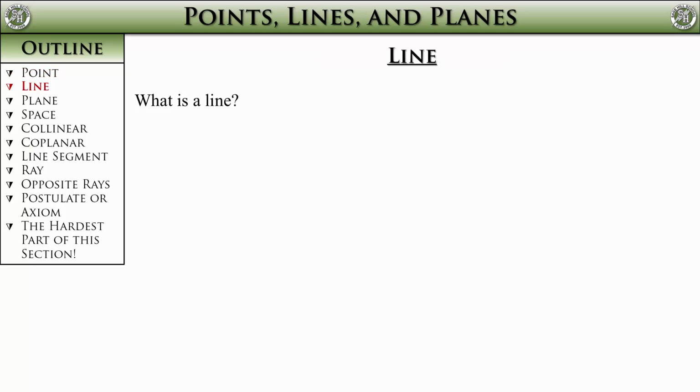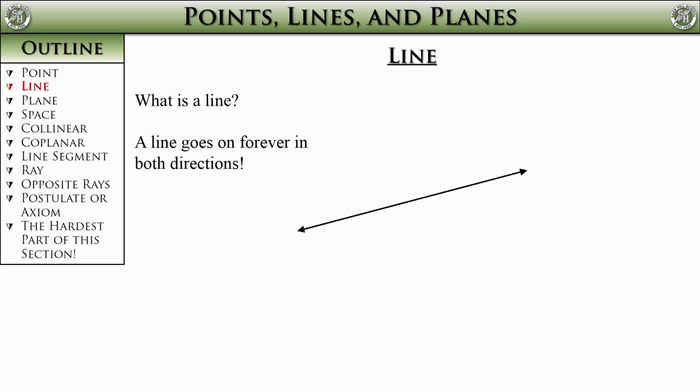Now we get to a line. Just like a point, you probably already know what a line is. It's just one of these. It's critical to note that I drew both ends of the line here with an arrow to make it very clear that a line goes on forever in both directions.